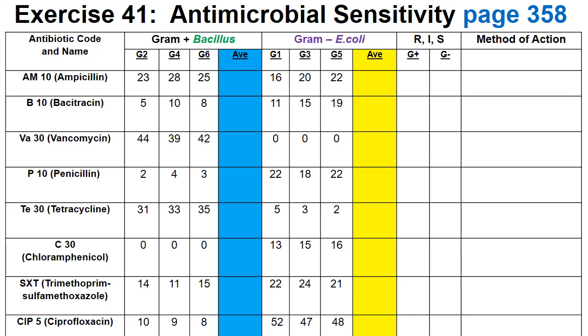Last but not least, you should fill in the method of action. Most of the methods of action have already been listed in this PowerPoint presentation. The only one that we have not discussed that you'll need to research either using your textbook or the internet is bacitracin. Bacitracin is an antibiotic that's actually produced from the bacteria Bacillus.